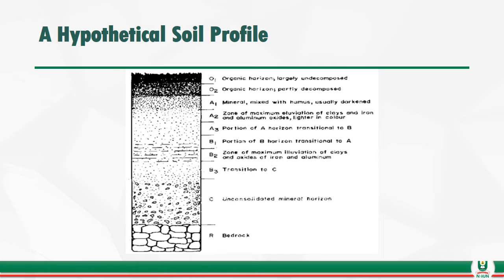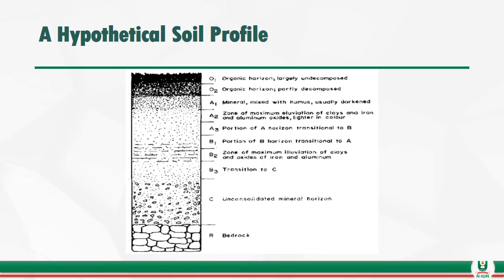So we have A1, mineral mixed with humus, usually dark or darkened. We have A2, which is a zone of maximum eluviation of clay and iron as well as aluminium oxide, and these are lighter in color. We have A3, portions of A horizon transitional to B. We have B1, portions of B horizon transitional to A. We have B2, which is a zone of maximum illuviation of clay and oxides of iron and aluminium.